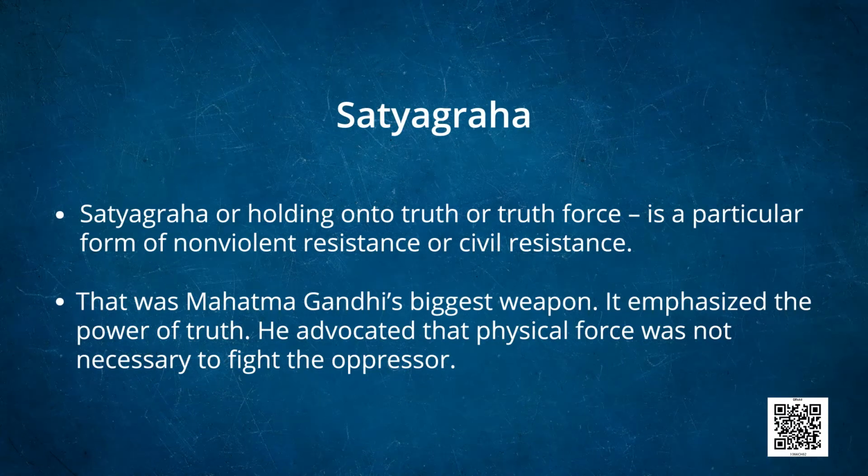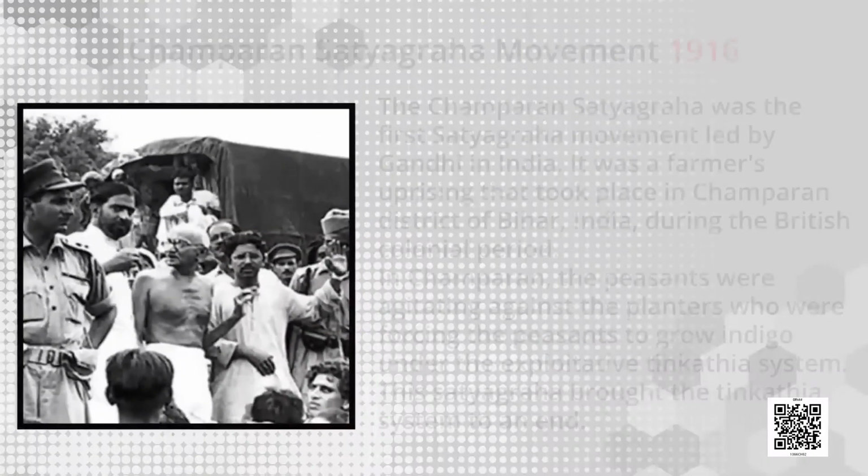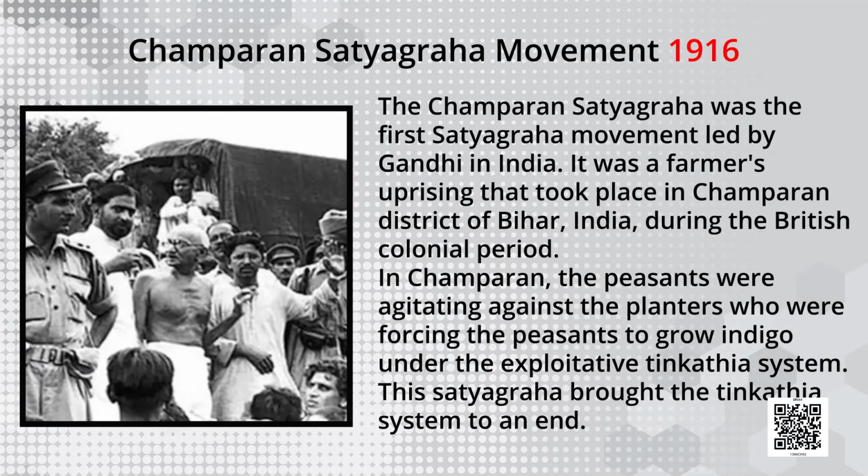That was Mahatma Gandhi's biggest weapon. It emphasized the power of truth. He advocated that physical force was not necessary to fight the oppressor. He tried his method at several places. In 1916, he traveled to Champaran in Bihar and inspired the peasants to struggle peacefully against the oppressive plantation system.